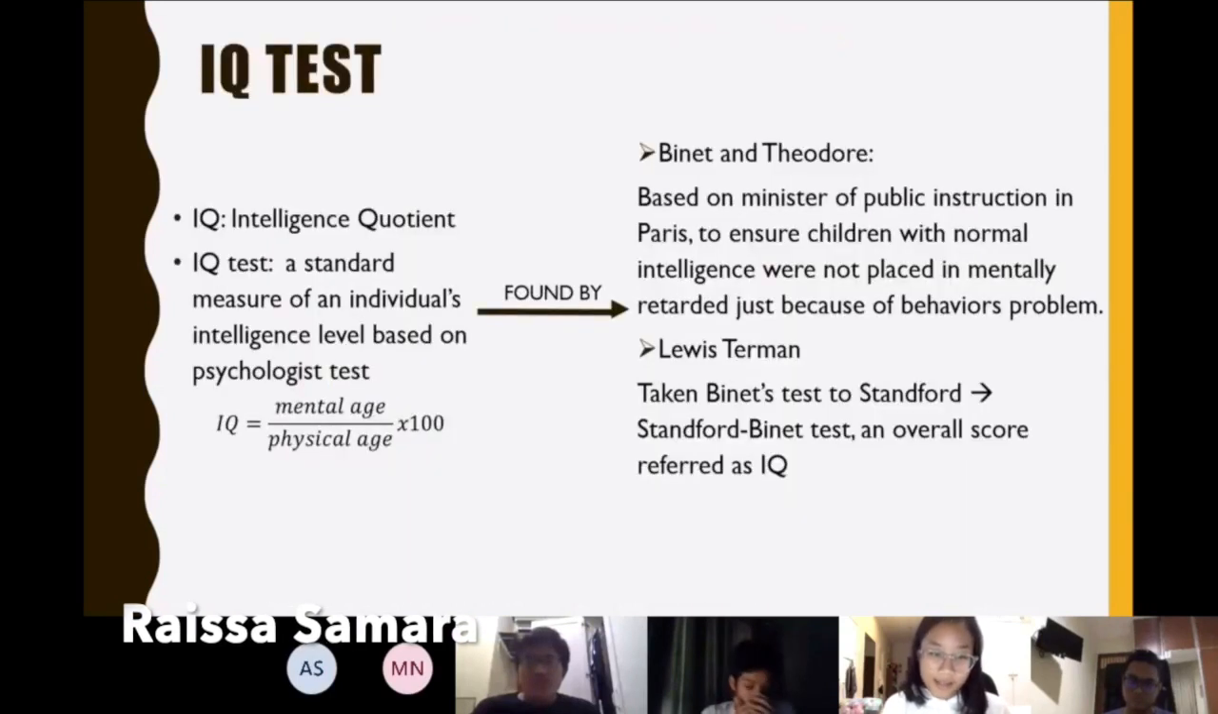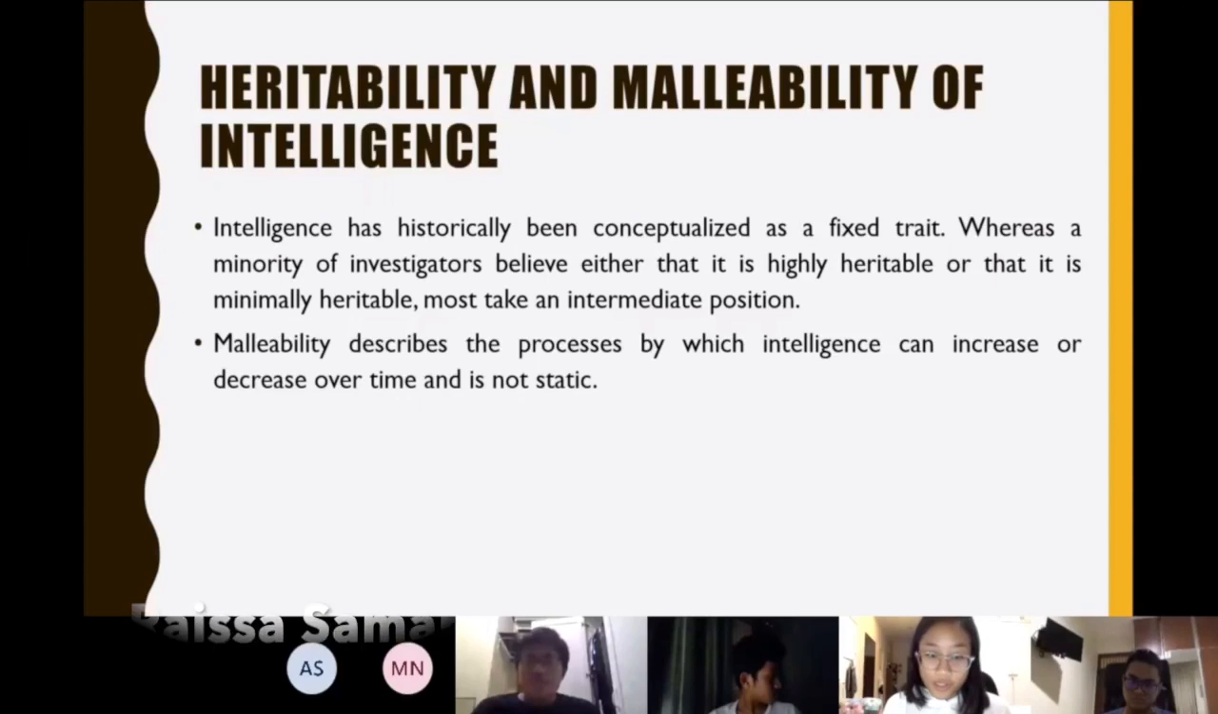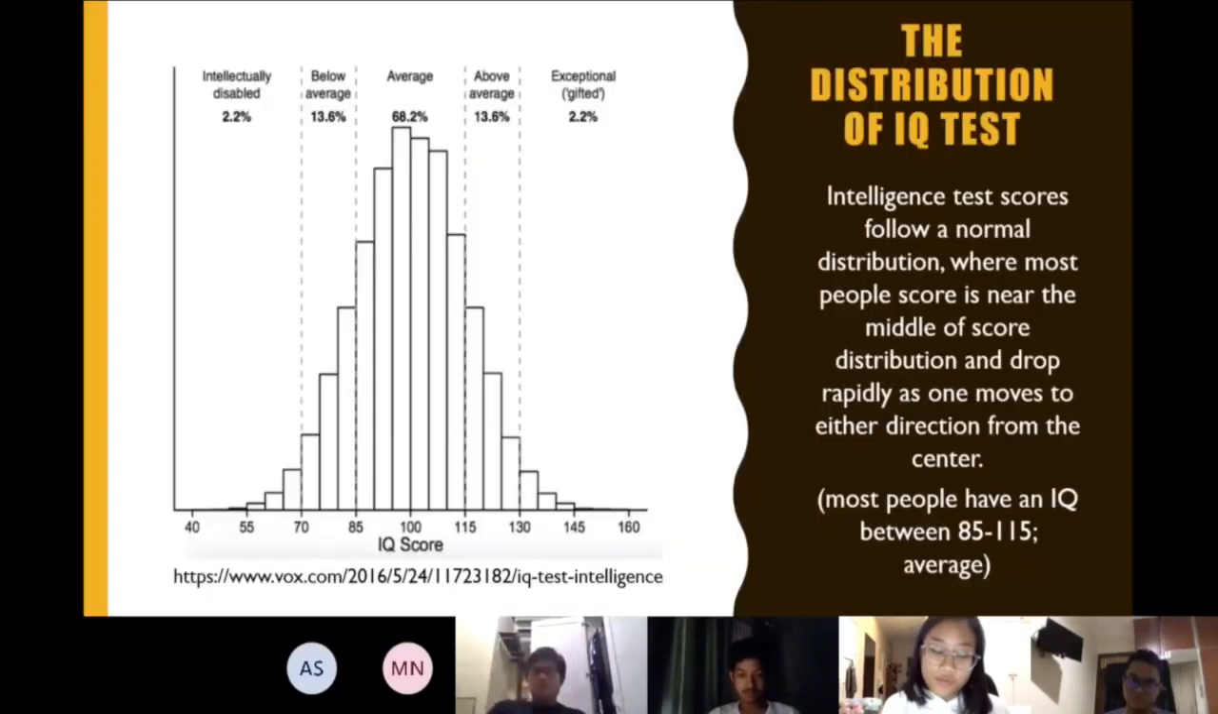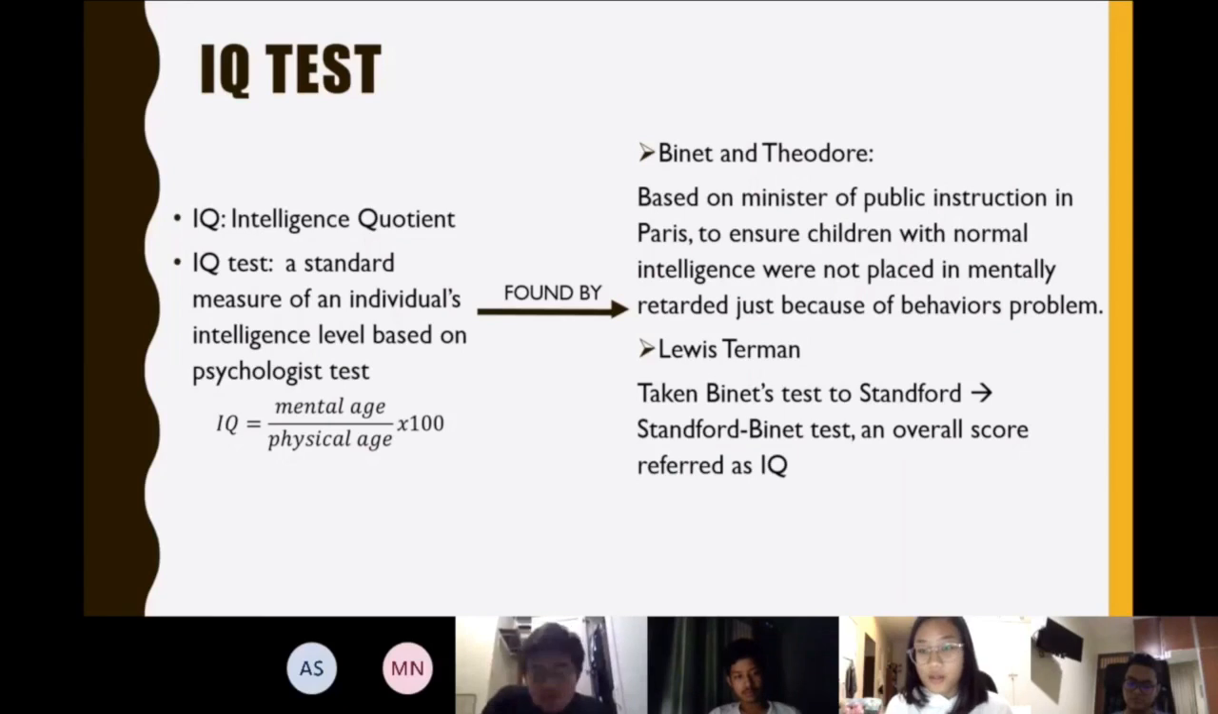Basically, IQ is defined as an intelligence quotient, which is a standard measure of an individual's intelligence level based on psychological tests. The IQ test was founded by Binet and Theodore, as mentioned in the previous slide. They first started their research based on the Minister of Public Instruction in Paris, because they wanted to ensure that children with normal intelligence were not placed in mentally retarded classes just because of their behavior problems. Binet and Theodore also proposed a test consisting of measuring skills such as judgment, comprehension, and reasoning, which are used by most IQ tests today, with some refinement.